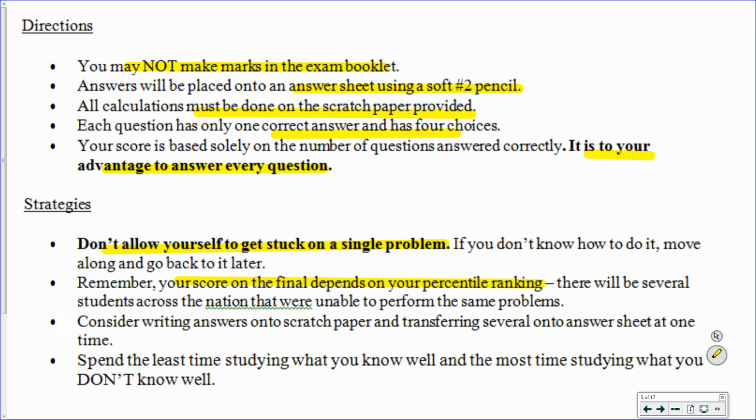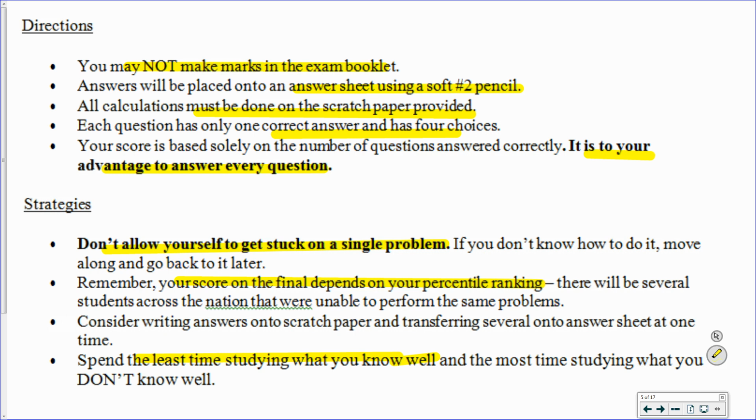You can use several pieces of scratch paper. If you want multiple sheets, I have no problem with that. Don't worry about that paper; it's just going to be taken up and shredded. You can't leave with it. What you need to do is spend time studying for the things that you know.